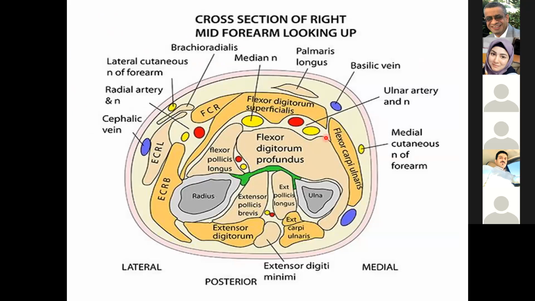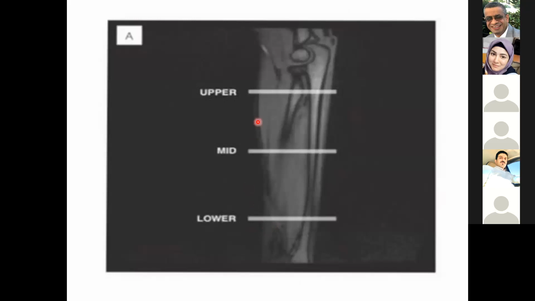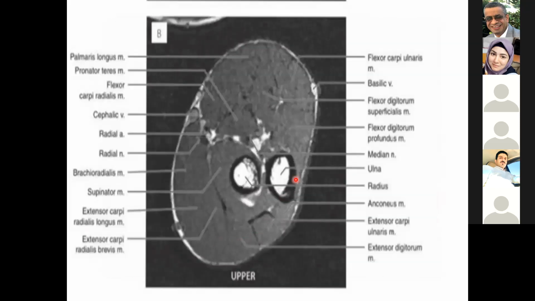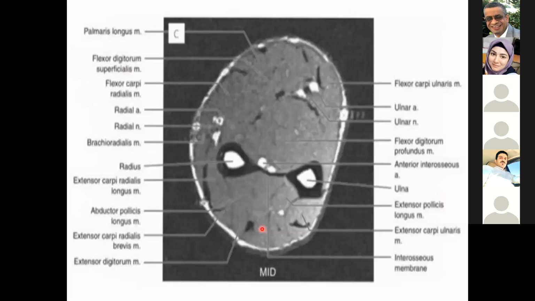This is a cross-section of the right mid-forearm. This is the radius bone, the ulnar bone, and this is the interosseous membrane, and the flexors, the anterior compartment, and the extensors and abductor, the posterior compartment. On MRI, we have 3 important sections: the upper, mid, and lower parts of the forearm. On the upper part, we have the ulna, the radius, anterior flexor muscles, and posterior compartment. This is also on the middle part. This is the interosseous membrane.